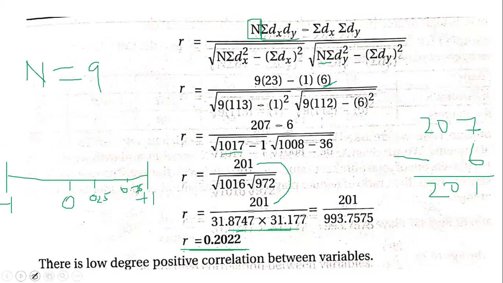Now where does this value come? The value is 0.2022, so it is before 0.25. So we can say it comes in the bandwidth of 0 to 0.25, which means it is a low degree of correlation. You can interpret it as a low degree positive correlation, because this is a positive number, between variables X and Y. Mention that between X and Y. So this was your first problem under assumed mean.